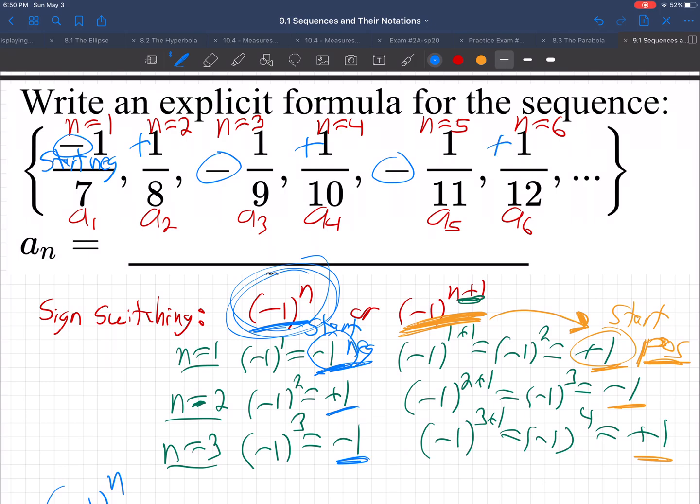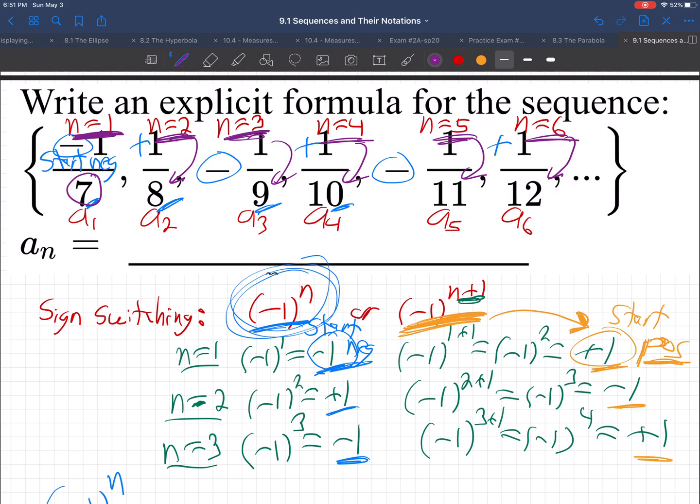Now, what about the numbers, though? How are we going to get this 1/7, 1/8, 1/9, 1/10? So, in other words, think with me on this. You can probably figure this out. I want some kind of formula that I can plug in n equals 1, and I'll get a 7 on the bottom, 1 over 7. Plug in n equals 2 to something, and I'll get an 8 on the bottom. Plug in 3, get a 9. Plug in 4, get a 10. Plug in 5, get an 11. Plug in 6, get a 12.